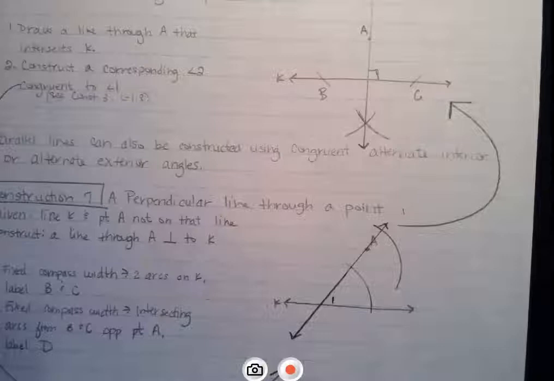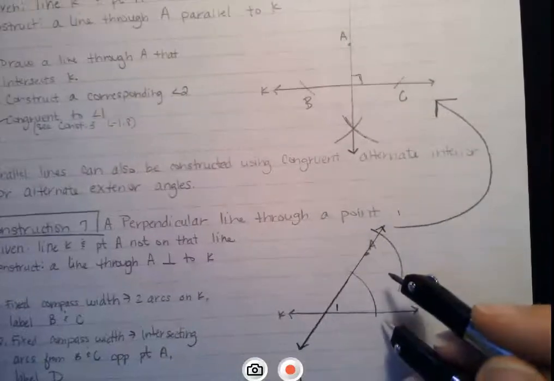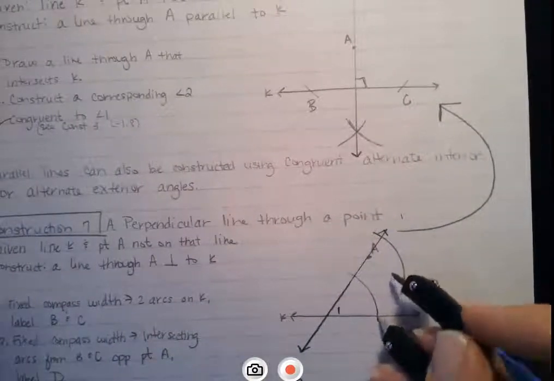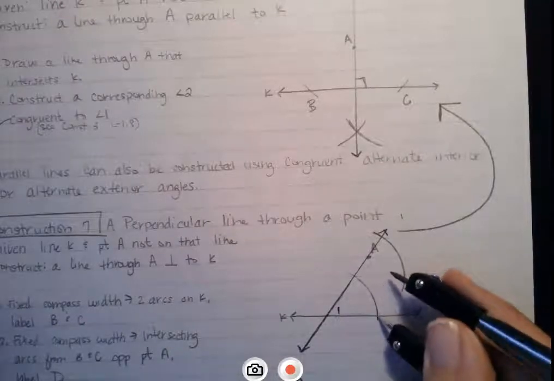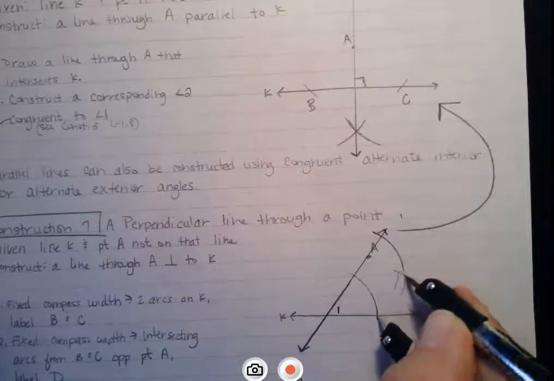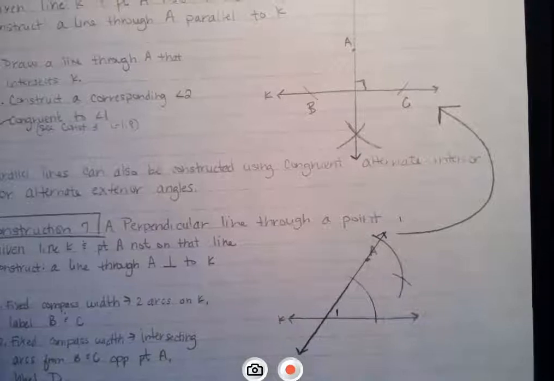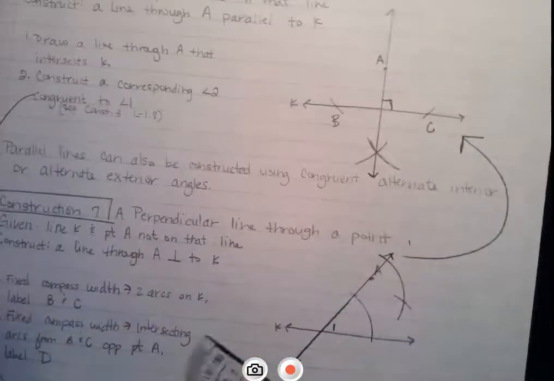All right, now if we maintain the width of that compass, we can go back to the point down here where we had our intersection, and make an arc there on our congruent, or corresponding, angle. That should give us 2 points. So we have this point and we have this point. Now we can draw our parallel line.